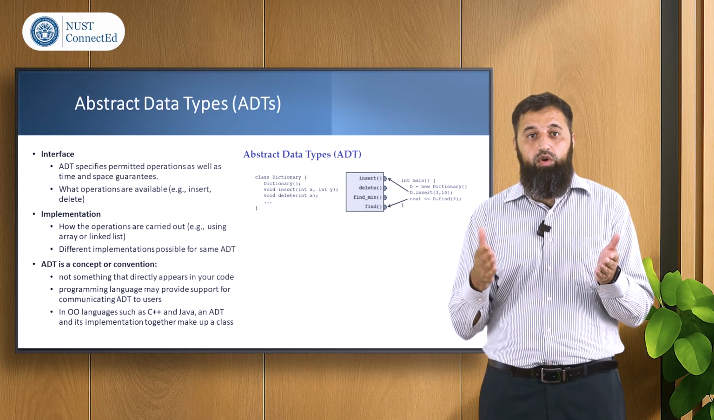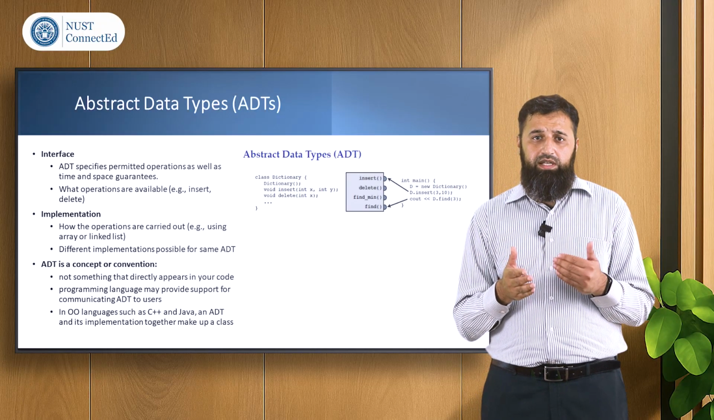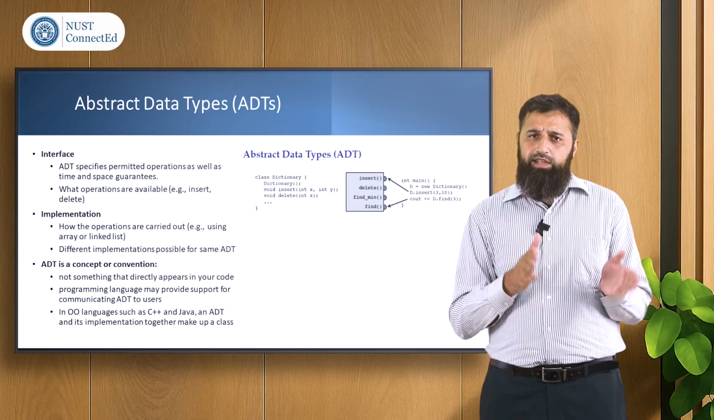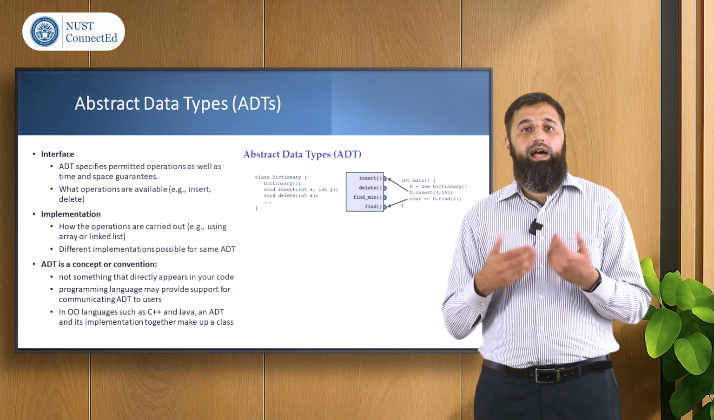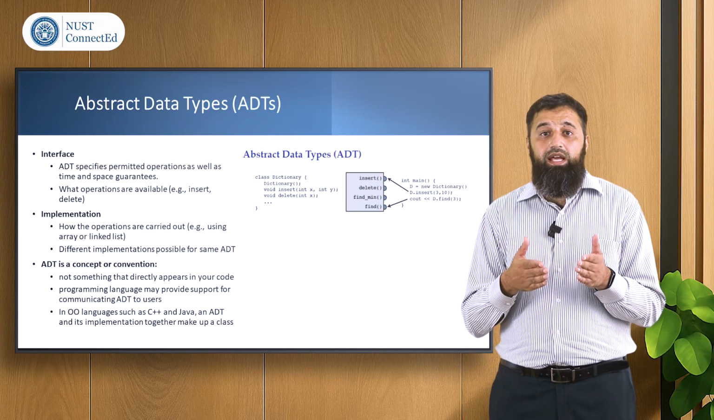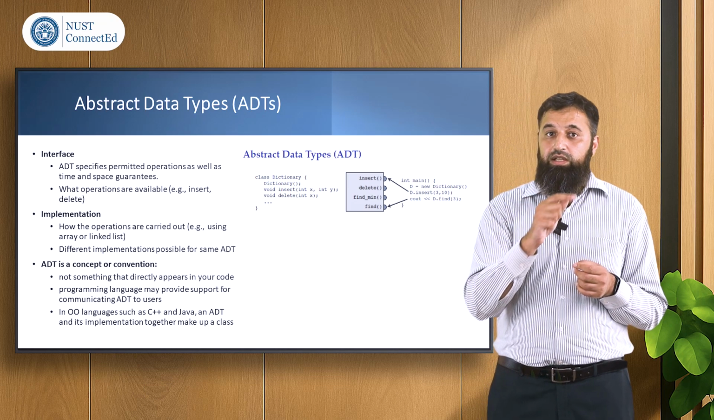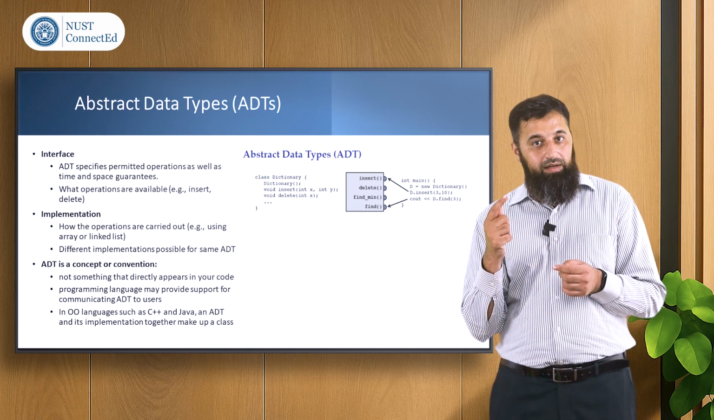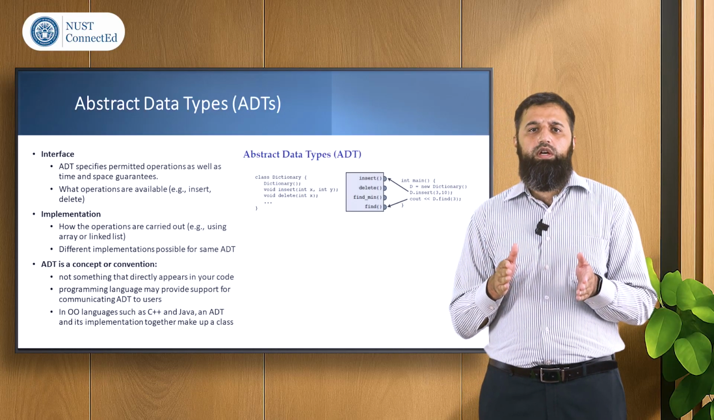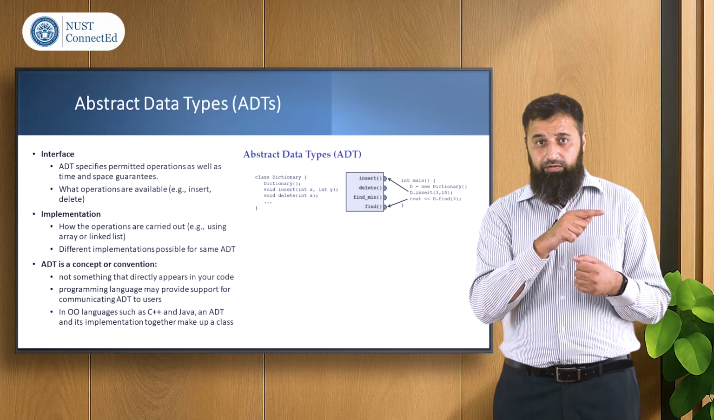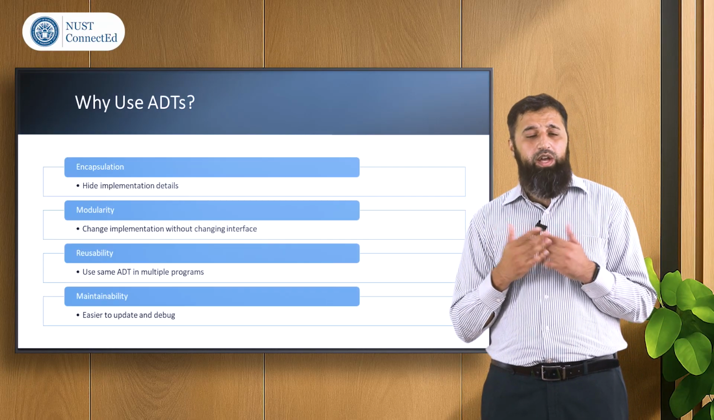ADTs are not something you'd see directly in code. They're concepts or conventions. However, many programming languages help represent ADTs in a clean way. For example, in object-oriented languages like C++ or Java, we often use classes to define an ADT and its implementation together. The public methods of a class represent the ADT interface. The private data and internal methods handle the implementation details. This allows the user of the class to rely on the interface without needing to know what's happening behind the scenes.